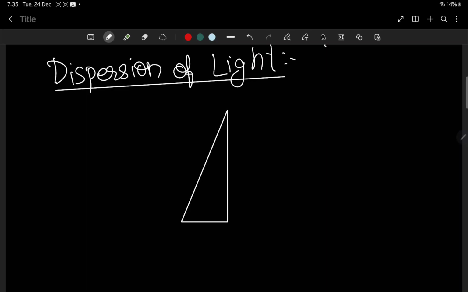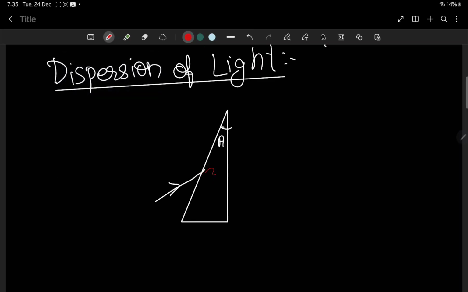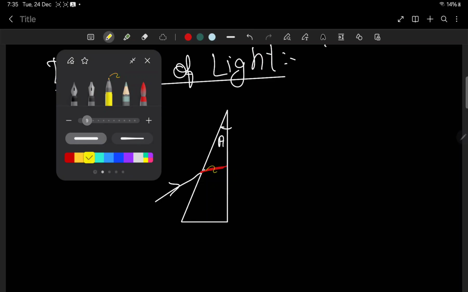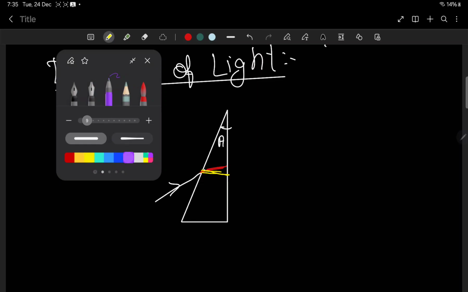Okay, this is the thin prism. Angle of prism is A. Now the incident ray is falling. What happens? Here it splits into different colors, but I am just giving only a few colors. Red is the extreme color. Next one will be yellow, and violet.